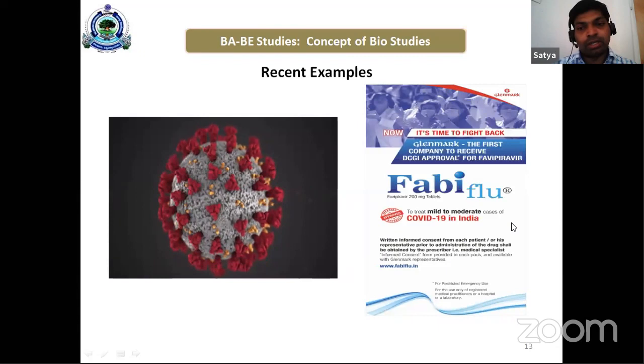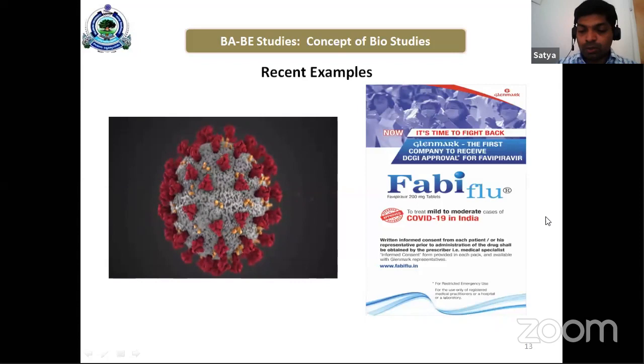They have clearly mentioned on this, but this is one of the generics of Fabiflu. So these are the recent examples I have covered. So let us see in depth this BAB concept.